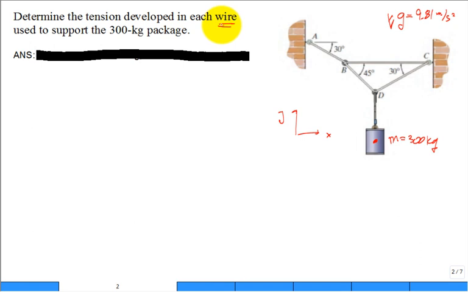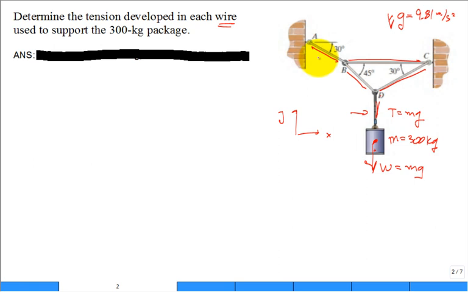Okay, determine the tension developed in each wire. Well, how many wires are there? Well, there's a wire running from A to B. There's a wire running from B to C, B to D, and C to D. Now, this wire right here, you say, oh, well, that runs down from the package up to D. But guess what? The tension in that one is going to be the weight of the package. The weight of the package down. And so that's mg. True? So I think that's so trivial.